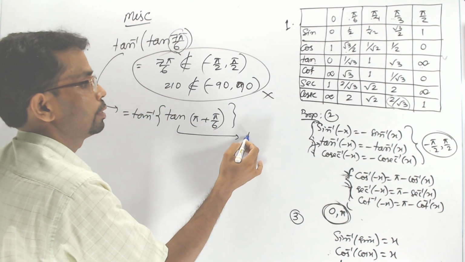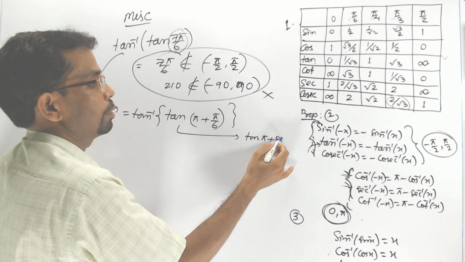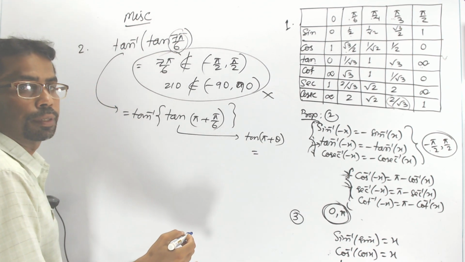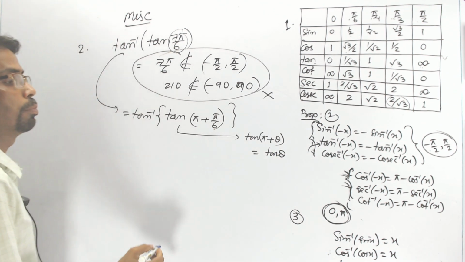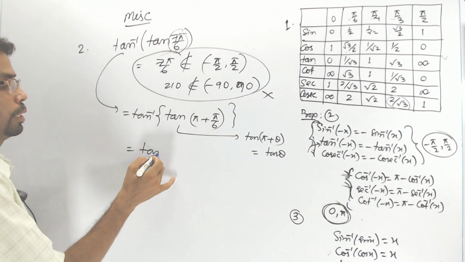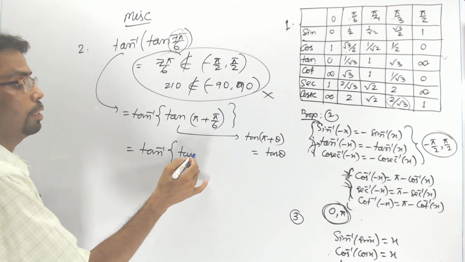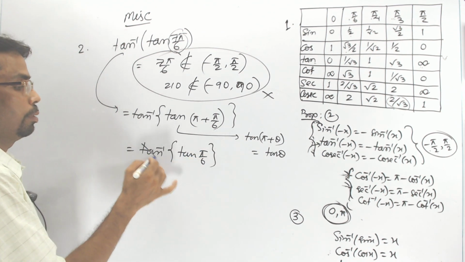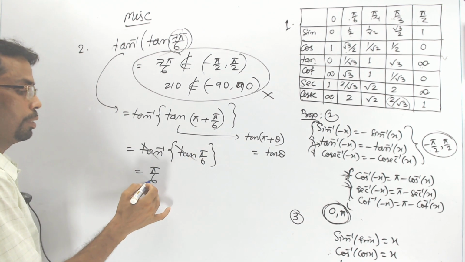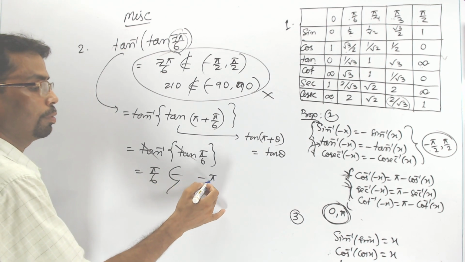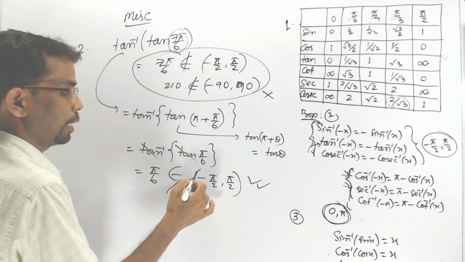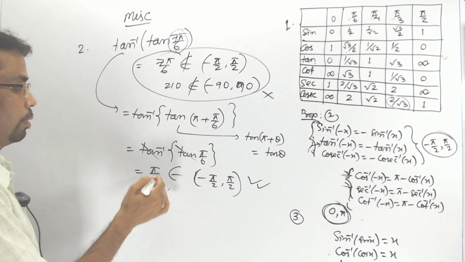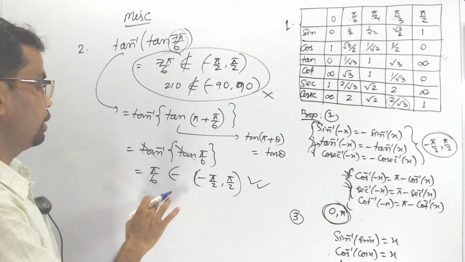And then we will use the formula. Tan of pi plus theta: third quadrant, tan positive. It will be tan theta only. Third quadrant, tan positive. So we are getting tan inverse tan pi by 6. Tan inverse tan cancel. The answer is pi by 6. And it is lying in the range of tan inverse. And hence the solution is correct. The correct value is pi by 6.